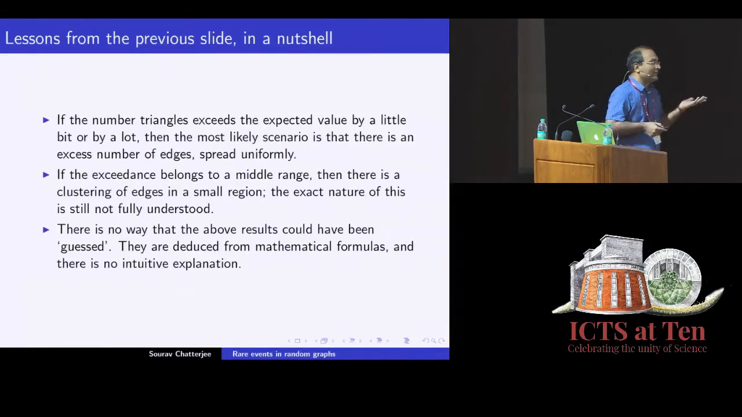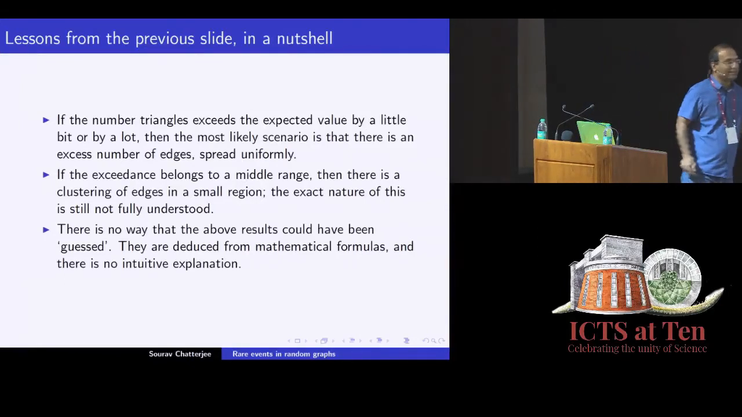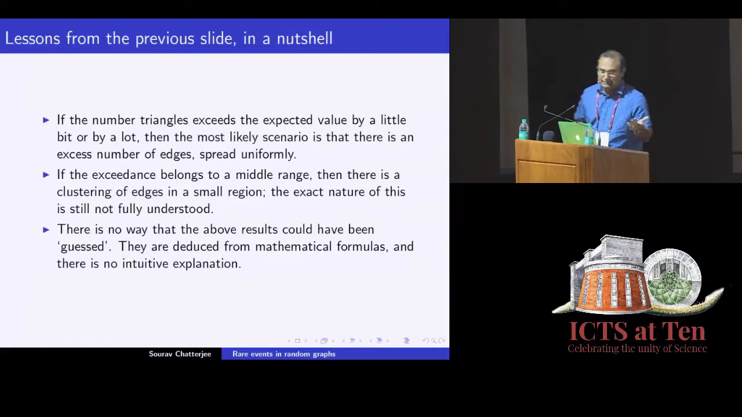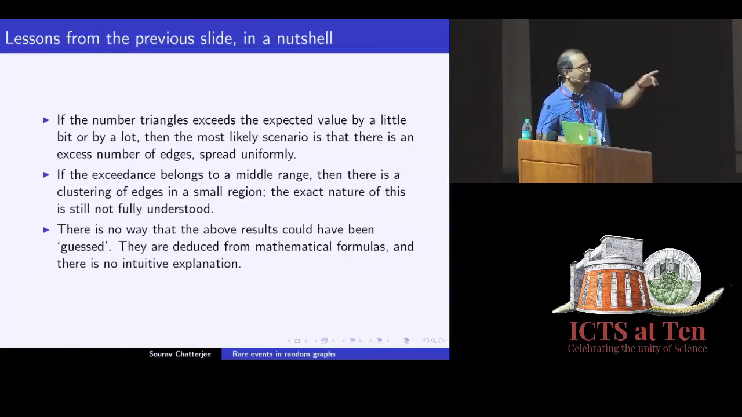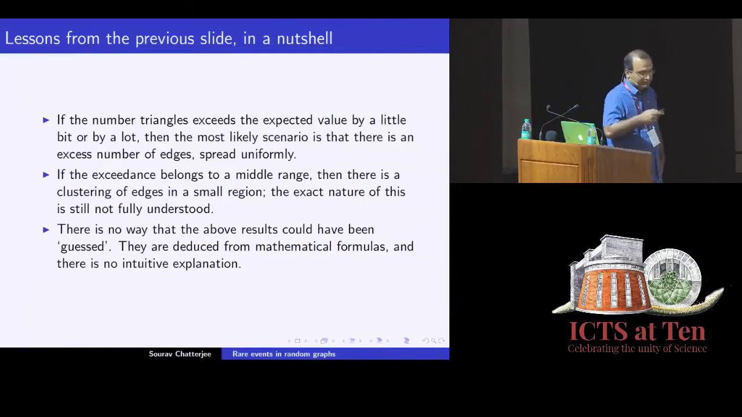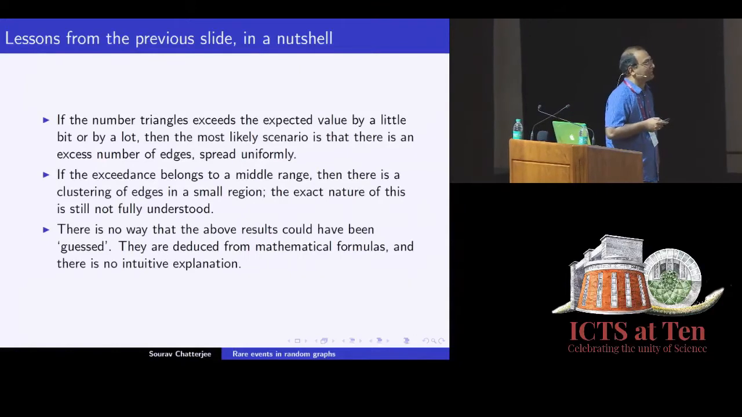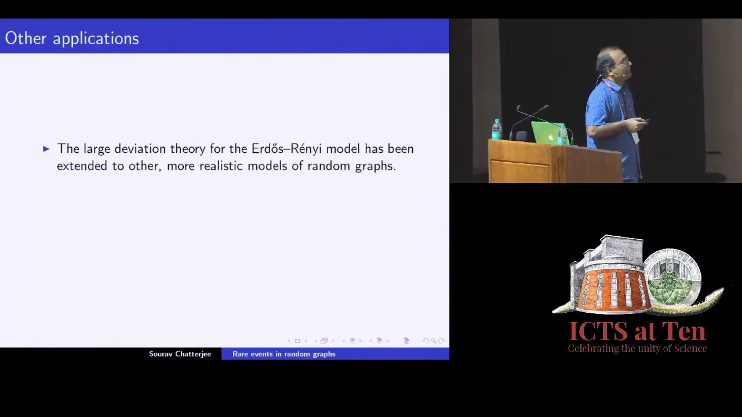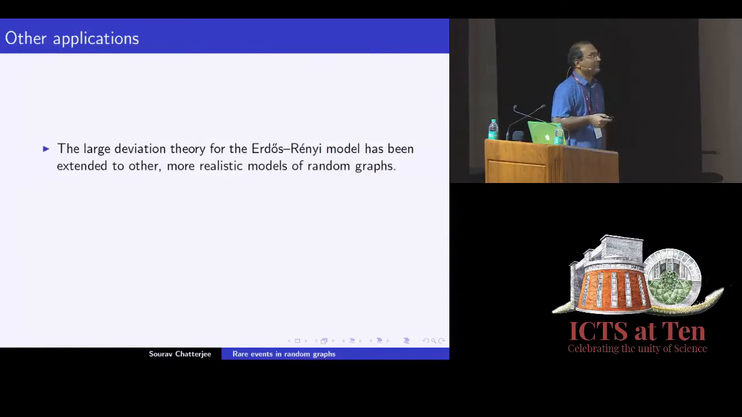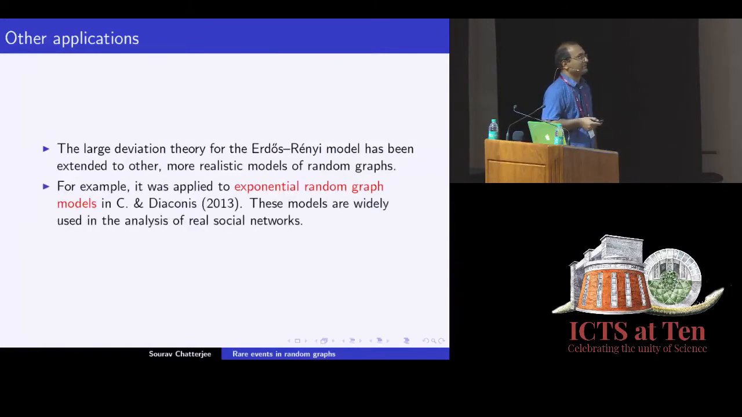Here is one nice thing about math. These results could not have been guessed. There are these formulas from which these are derived. A priori we didn't know that, and it's always pleasant when something like that happens. This has been extended, and there are more realistic models of random graphs. There are exponential random graph models, which are used in social networks. It has been extended to that.